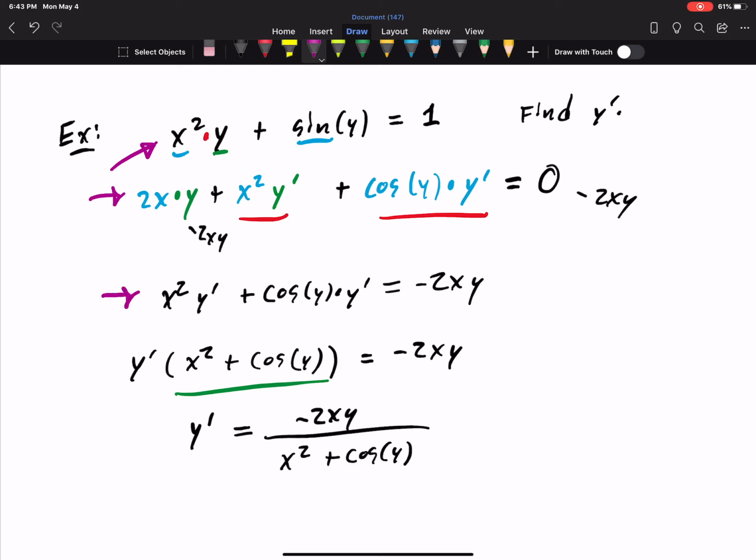On the third line, the goal again was to find y prime. So we got all of our non-y prime stuff to the right-hand side, and we kept all of our y prime stuff on the left-hand side. Then we factored out our y prime on the next line, and then divided over to get the y prime by itself. That's the general pattern. You derive, get your y prime stuff by itself, and then you divide over everything else, probably by factoring. That's the general idea.